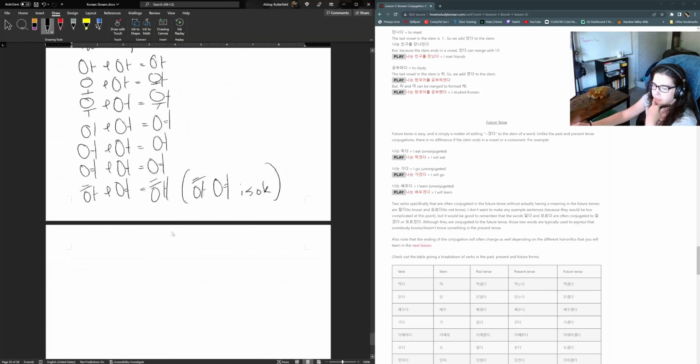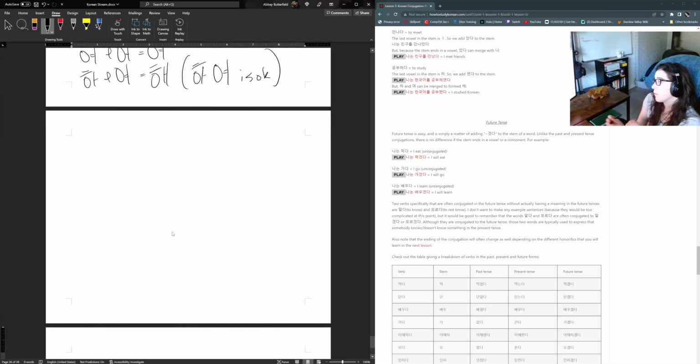And then let's go down to here. Future tense is simply a matter of adding 겠다. Unlike the past and present tense conjugations, there is no difference if the stem ends in a vowel or consonant. So it's all just 겠다. Awesome. I love it. Give me something easy. Future? 겠다. Awesome.